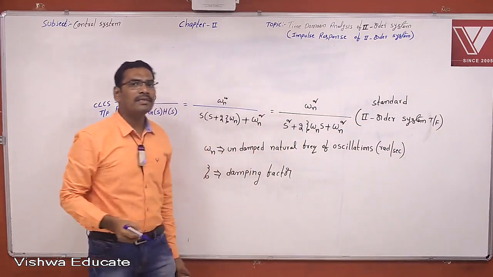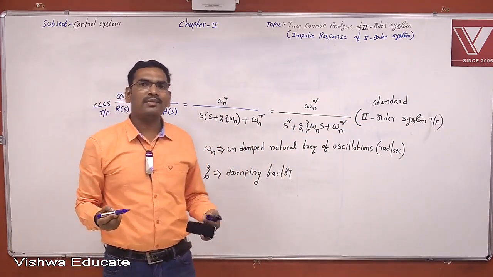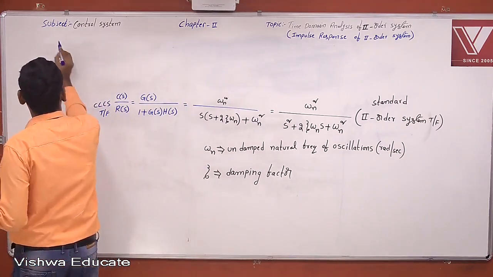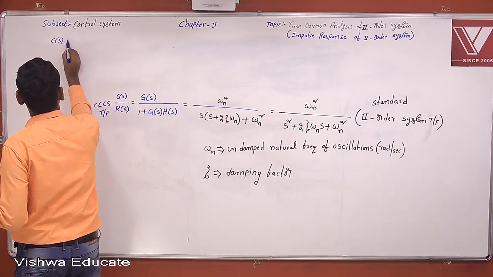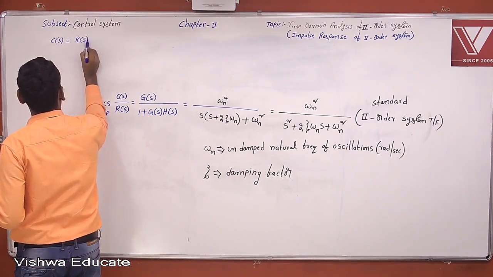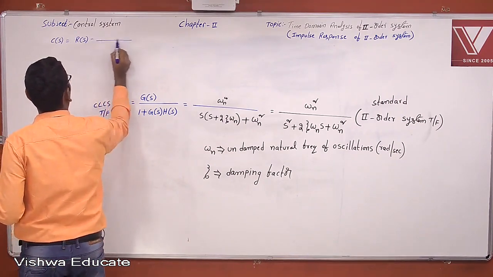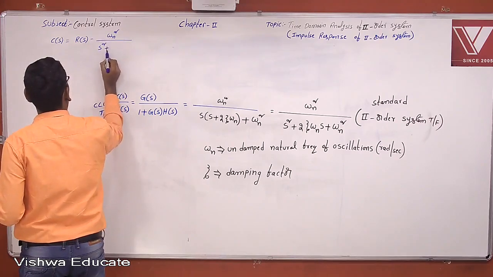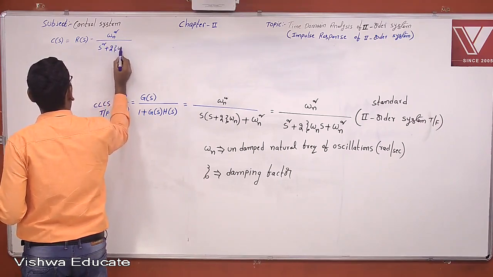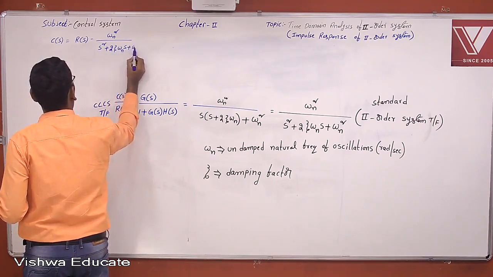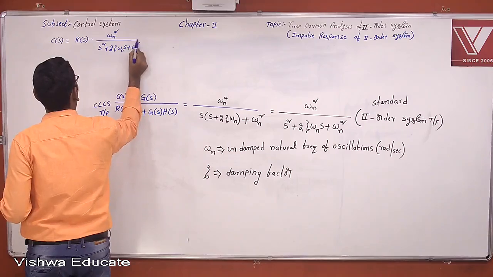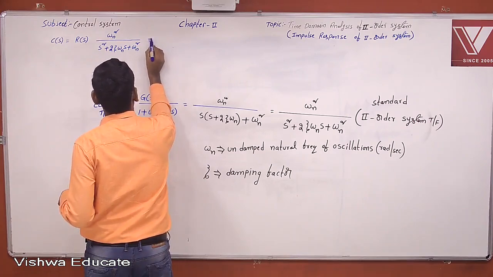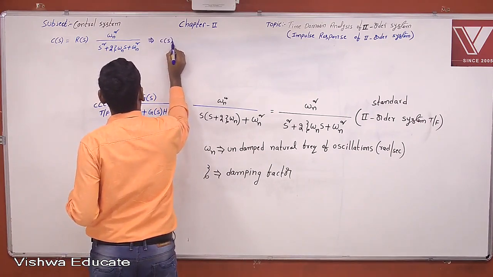When can you get the impulse response? The impulse response is the response after applying the impulse input. Therefore, first you want to apply the impulse input. C of S is equal to R of S into omega n square by S square plus 2 zeta omega n into S plus omega n square, which is nothing but C of S.